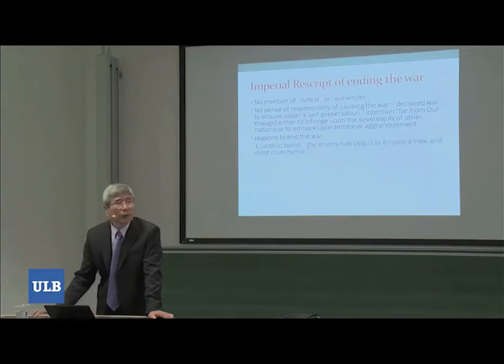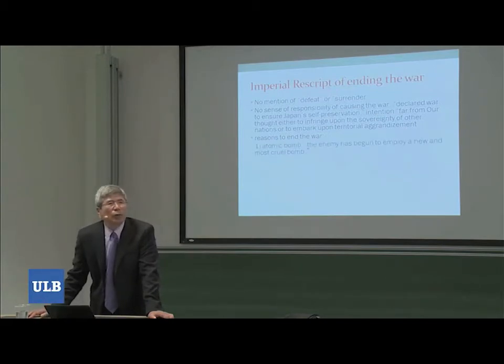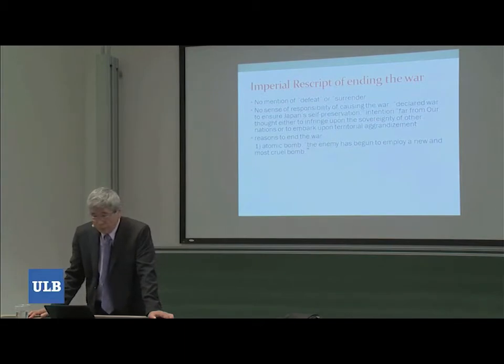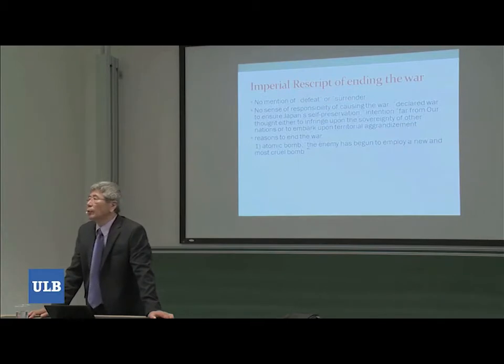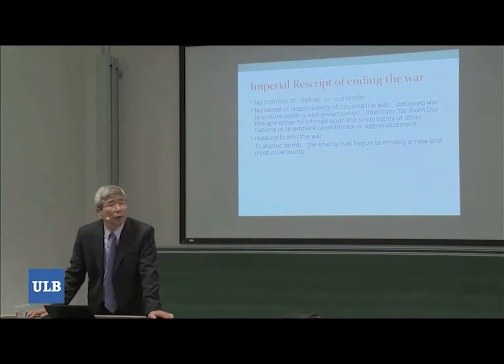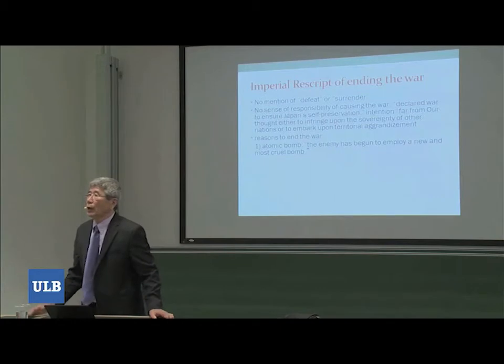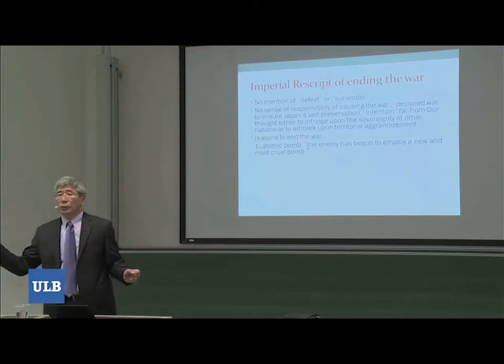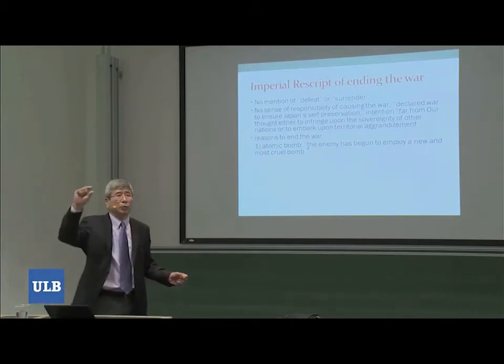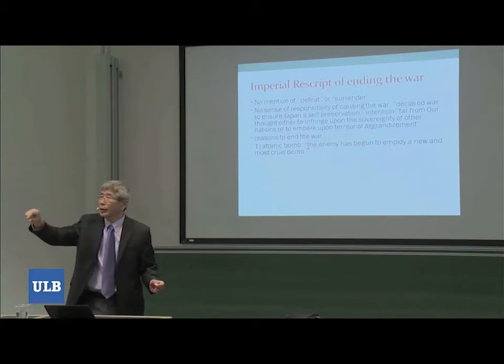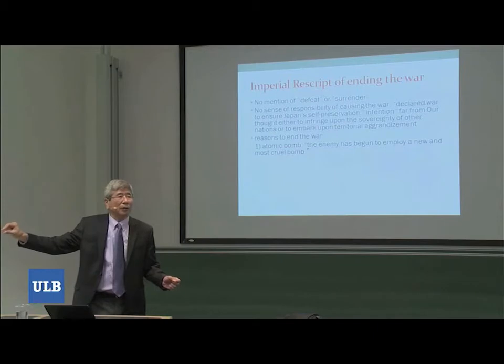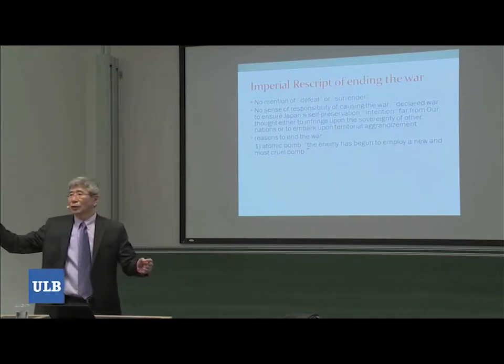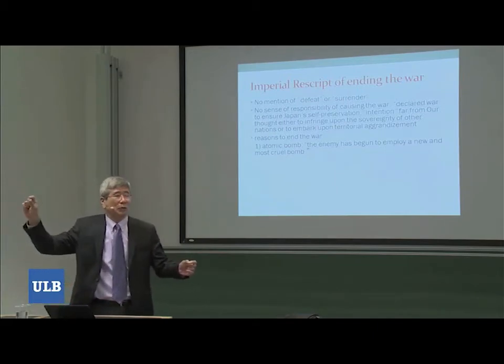And as for the reasons of war, he said the enemy had employed a very cruel bomb. The enemy has begun to employ a new and most cruel bomb, referring to the atomic bomb, of course. And so those people who argue that the atomic bomb was a really decisive weapon are just pointing out, hey, here in the emperor's rescript, it refers to the atomic bomb, but no reference to Soviet entry into the war. And so the atomic bomb was more decisive.